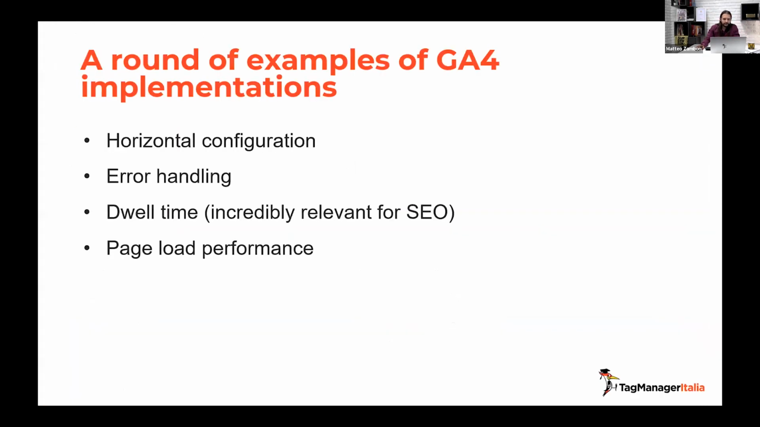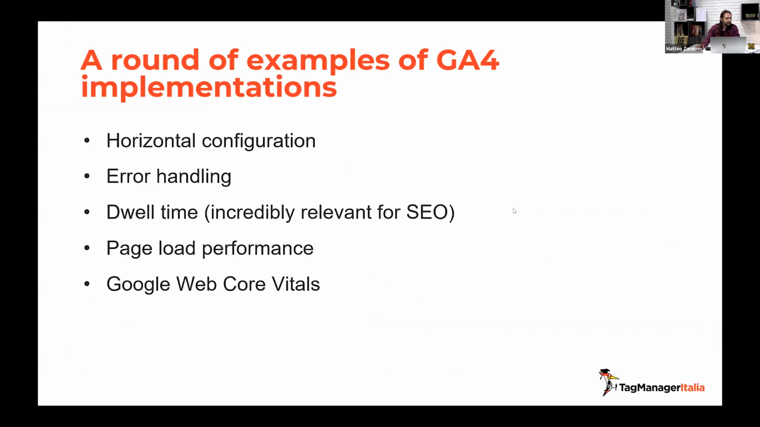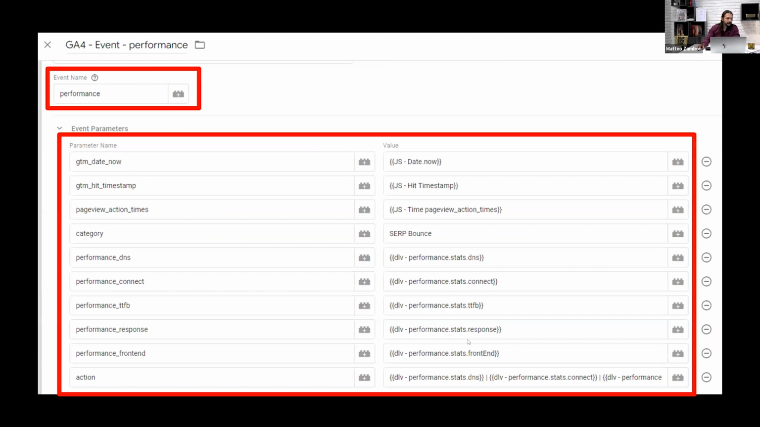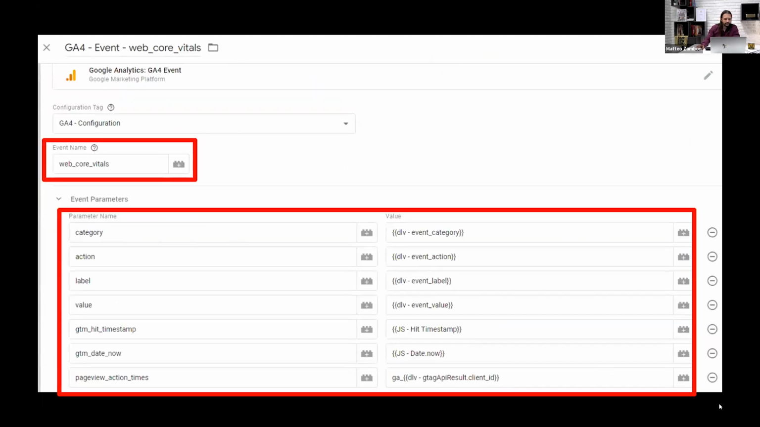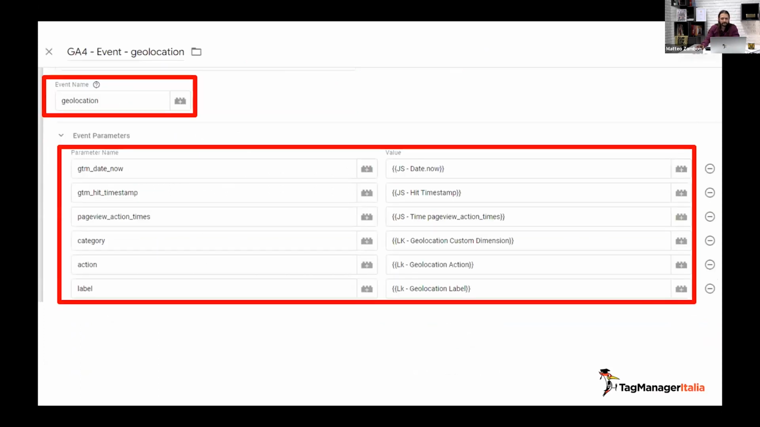Page load performance is again very useful to create your real user monitoring report. So this is another example for implementation. The other thing is about Web Core Vitals. So this is the configuration, and geolocalization could be another interesting thing. This is another example of the horizontal parameters.